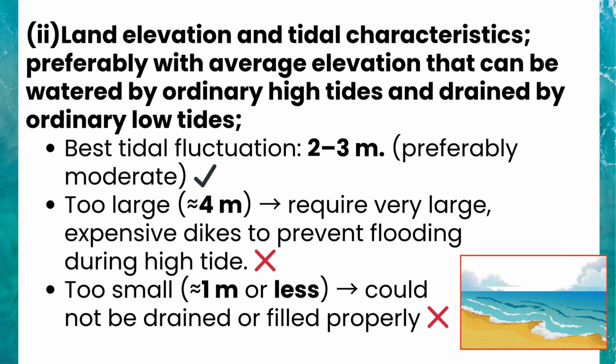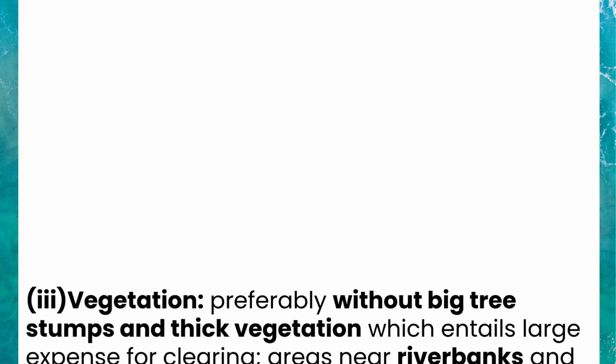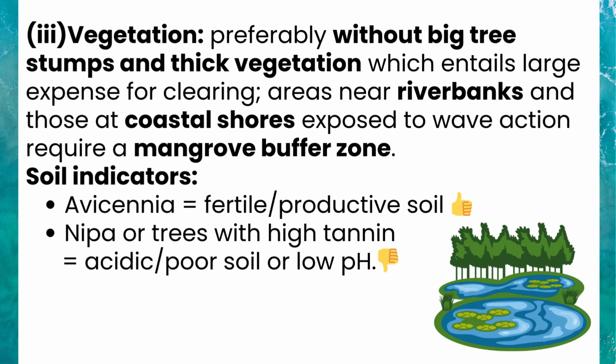Sites where tidal fluctuation is large, say 4 meters, are not suitable because they would require very large, expensive dikes to prevent flooding during high tide. On the other hand, areas with slight tidal fluctuation, say 1 meter or less, could not be drained or filled properly. 3. Vegetation. Preferably without big tree stumps and thick vegetation which entails large expense for clearing.